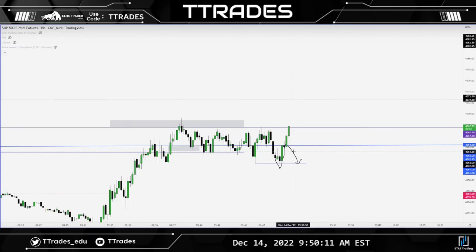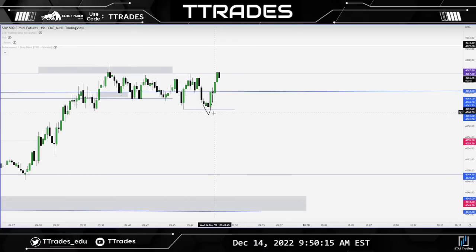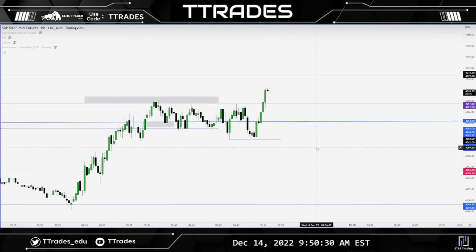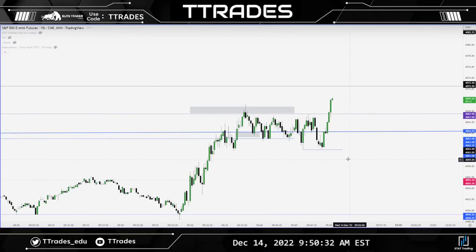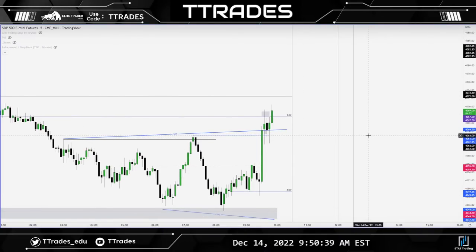Like I said, normally the structure I want when I'm trying to play a continuation bullish is this setup right here. There's our reach for Asia highs there. That's why I'm going to go back out and sit on the 5 minute. Right now, no, I'm not going to trade.